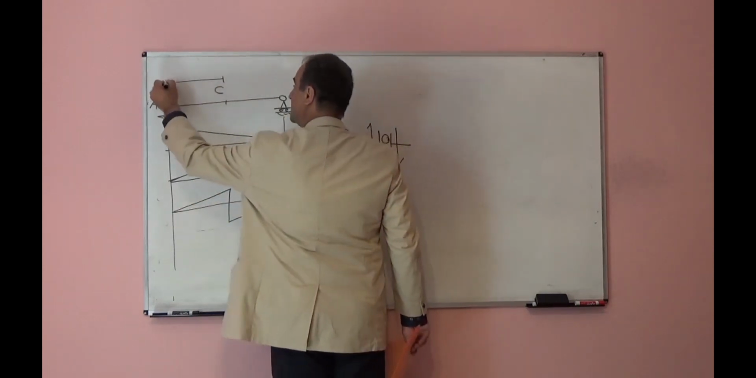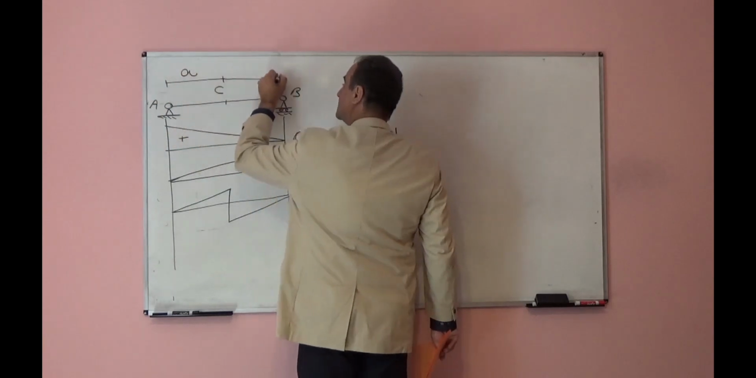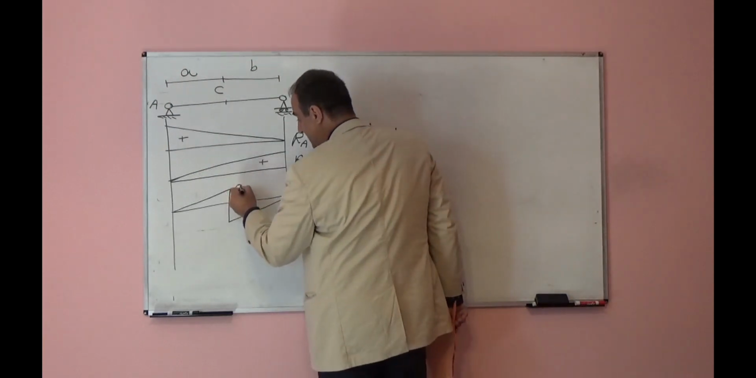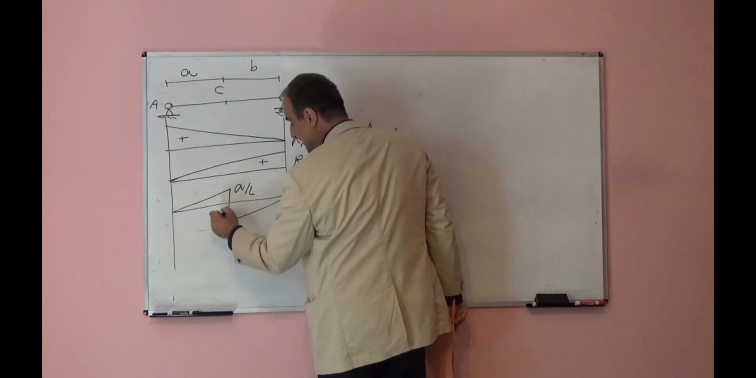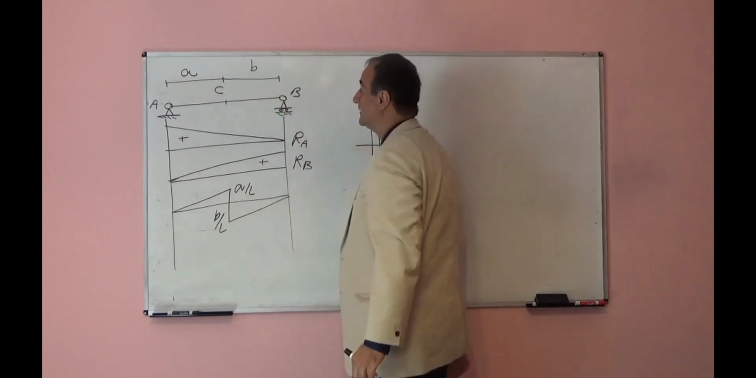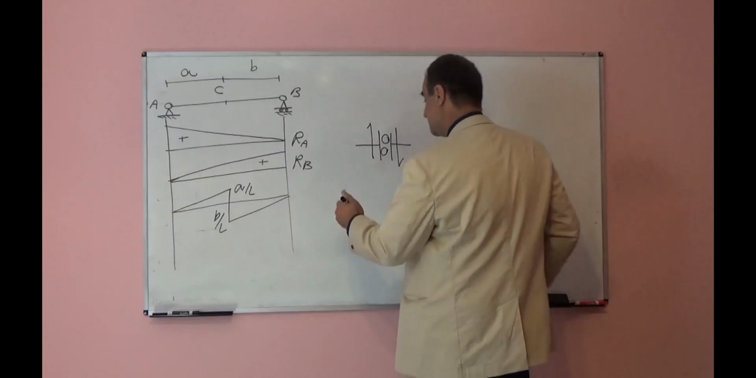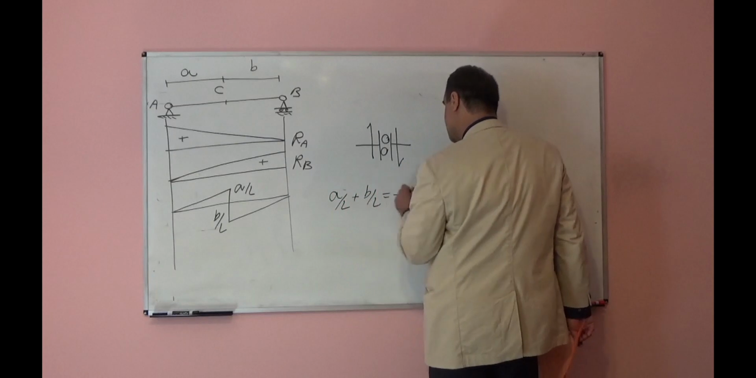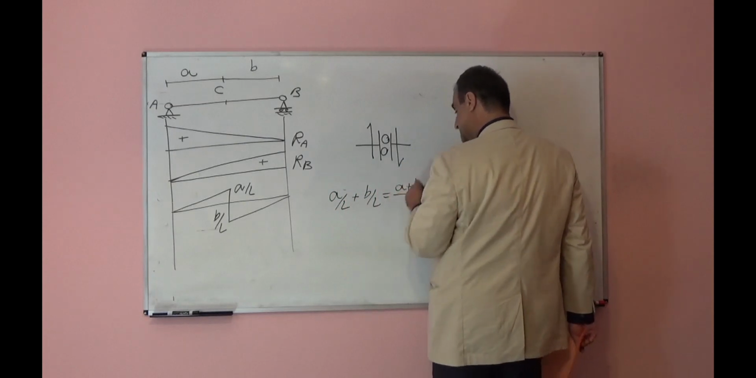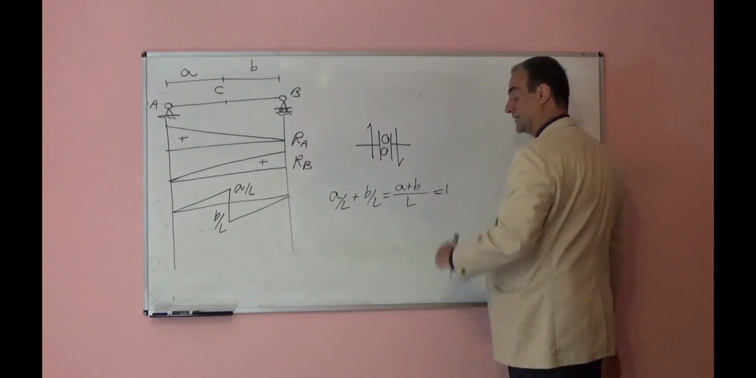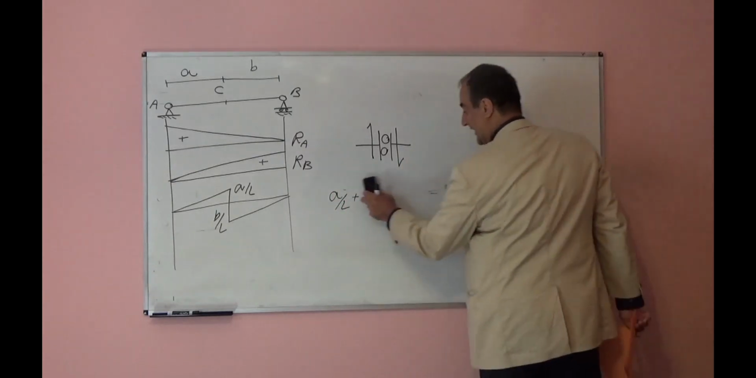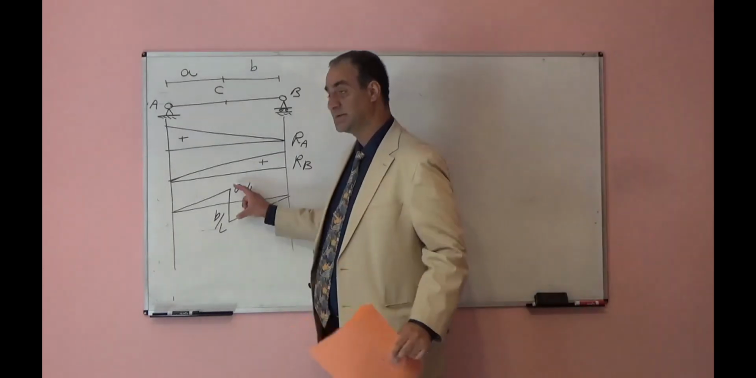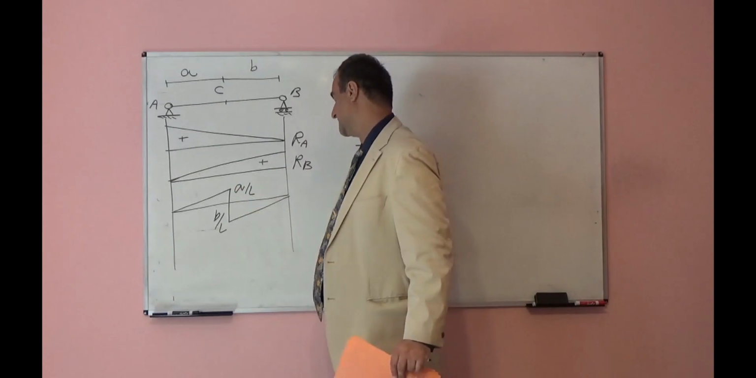If the location of B, C from this side is A, this side from is B, this part will be A over L height, this part will be B over L. If you add together A over L plus B over L, you will get A plus B over L. This is L, L over L will be 1. So you see, you applied unit displacement. If you add left and right displacement, it is equal to the unit displacement.